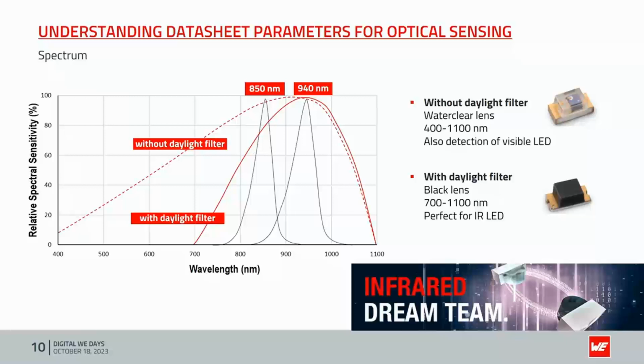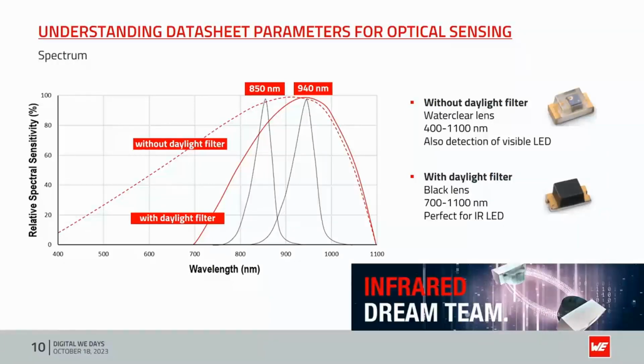You also have to consider the spectrum or the wavelength where they can emit and detect. In this graph, you see a spectrum, and in black are the emission curves of 850 and 940 nanometer LEDs. And in red, you see the sensitivity curves of Würth Elektronik photodiodes and phototransistors.